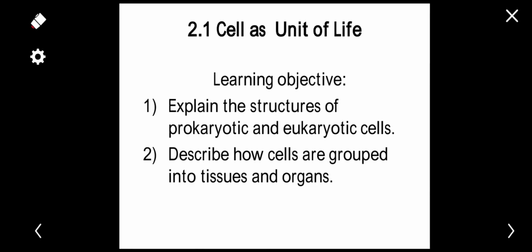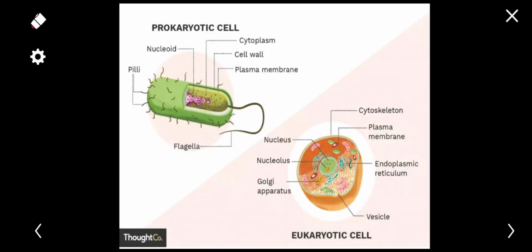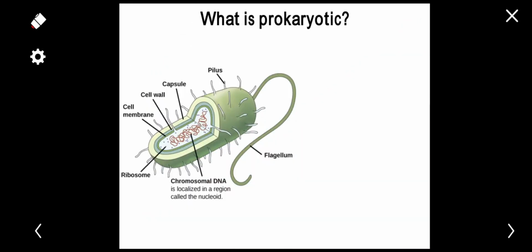Alright, today we're going to talk about chapter 2, cell structure and function. First, we're going to look at prokaryotic and eukaryotic cells, and then how cells are grouped. Alright, this is a prokaryotic cell. Okay, so you can imagine bacteria is a prokaryotic cell, and this is a eukaryotic cell, which consists of plant cells and animal cells.